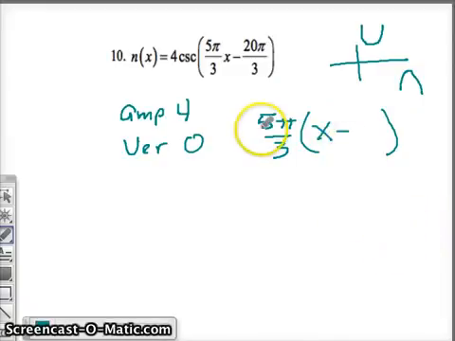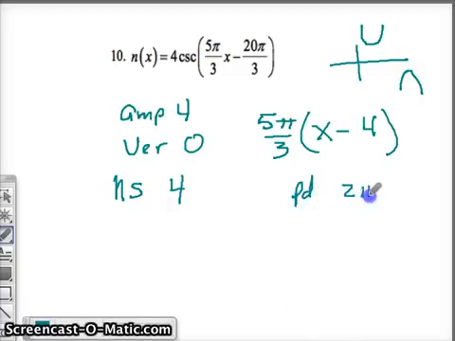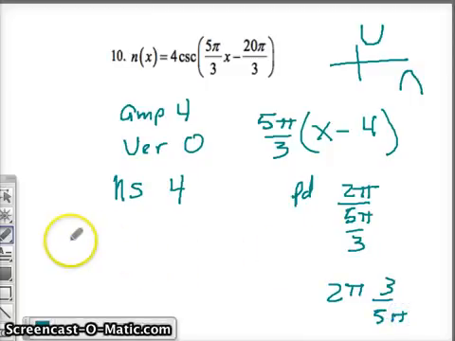Now let's see, 5 pi times what gives me 20 pi? Well, that's a 4. 3 times what gives me 3? That's just a 1, so there you go right there. So the phase shift, or horizontal shift, is 4, and then the period is just 2 pi over b. We did this before, so that's just 2 pi times 3 over 5 pi, so that's 6 over 5. Period is 6 over 5.